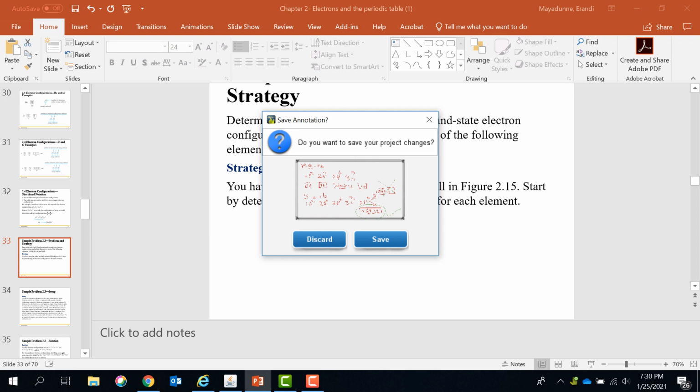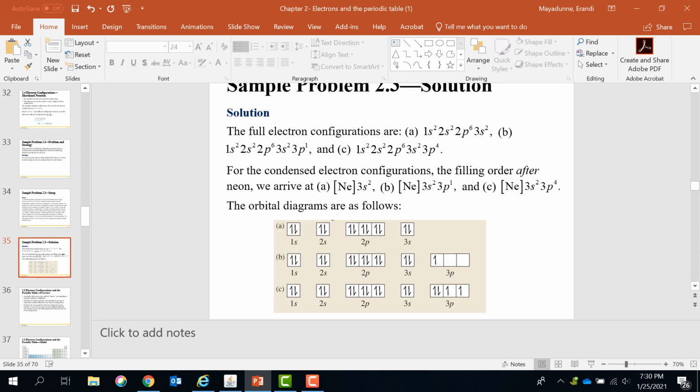And then you can see clearly how they do it. The condensed one is, you look at the closest previous noble gas. If you can find a closest previous noble gas, you can do that as well. Because if you look at 1s2, 2s2, 2p6 for magnesium, the closest previous noble gas, before magnesium in the periodic table, is neon. So you write neon and then the remaining electrons.